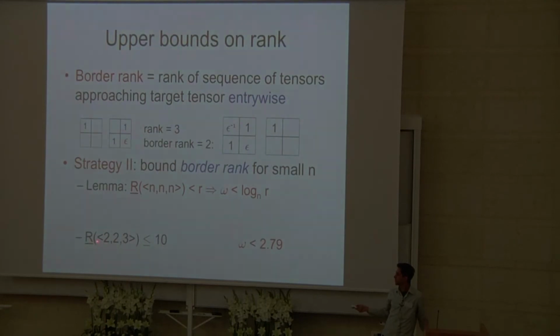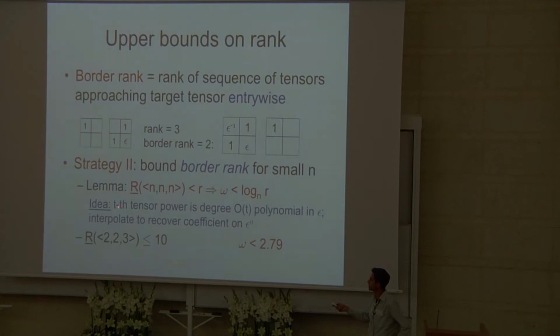So for example, you can make progress by showing that the rank of the 2 by 2 by 2 by 3 matrix multiplication is less than 10. That's the border rank. And from that you get omega is less than 2.79, which is a little bit better than Strassen's algorithm. And the idea behind this lemma, by the way, is a very simple one.